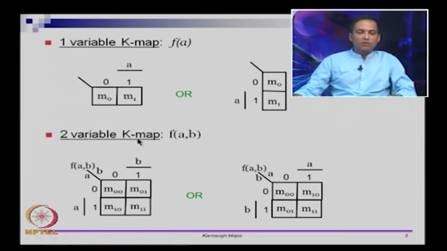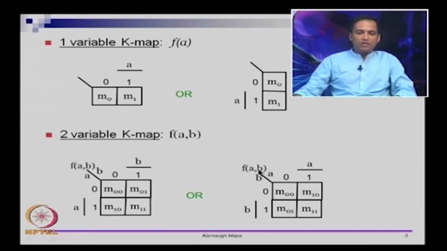is. If you want a 2 variable K-map, we have f of A, B. In this case the possible values of A are listed in the rows, and the possible values of B are listed in the columns. We go in the order 0 1, similarly 0 1 here. So 0 0 corresponds to min term 0, 0 1 corresponds to min term 1, 1 0 corresponds to min term 2, and 1 1 corresponds to min term 3.